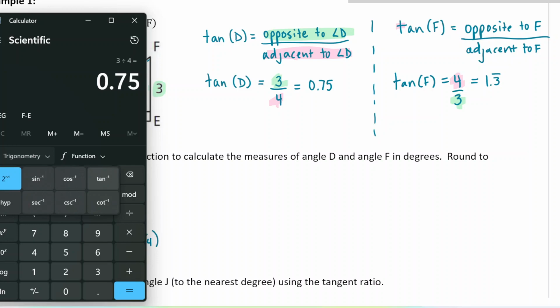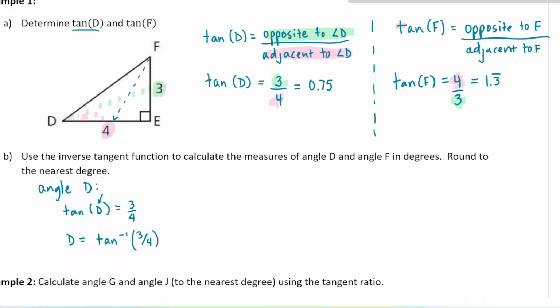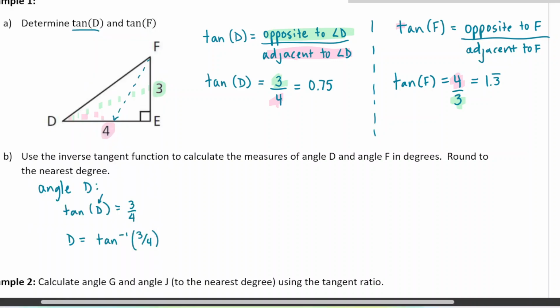So you might look for this button. You might have to press shift. I have to press second here in my calculator. We're going to press the inverse tangent and see I get a long decimal there. So it's not an exact answer. We're going to have to round it off, but my question says to round it here. So it says 36.86989, etc. degrees. And we're rounding to the nearest degree, so it'd be 37 degrees.